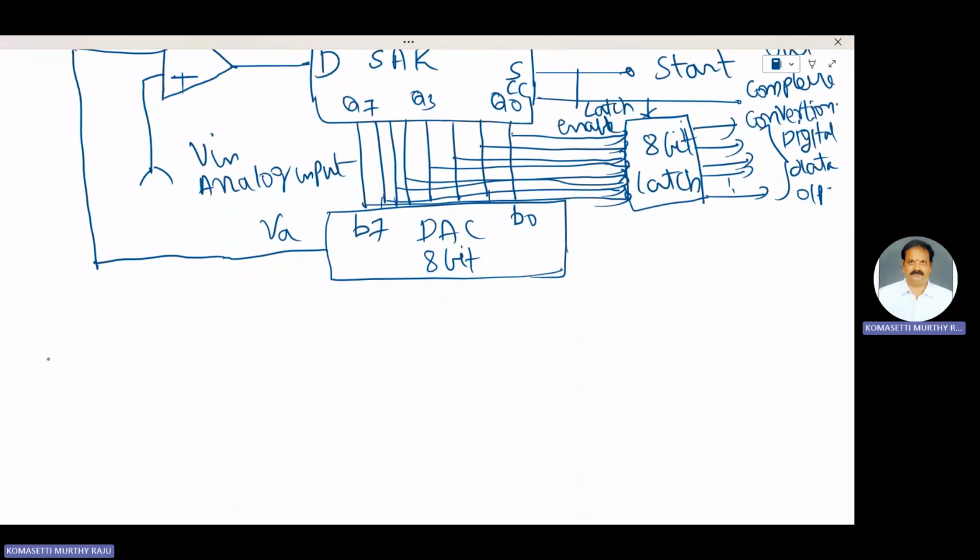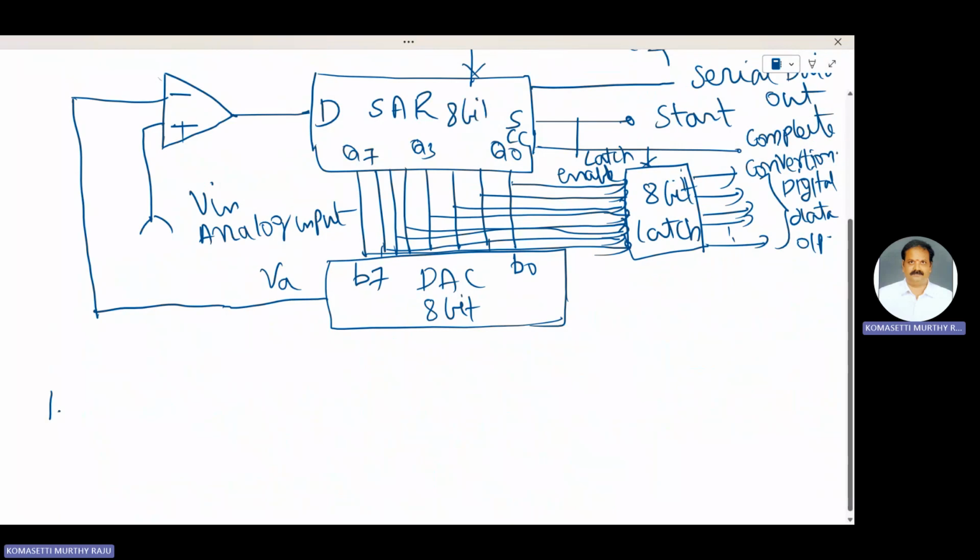First point here: the heart of the circuit is an 8-bit successive approximation register, SAR, whose output is applied to an 8-bit digital to analog converter. The SAR is from Q0 to Q7. That output is applied to an 8-bit digital to analog converter.